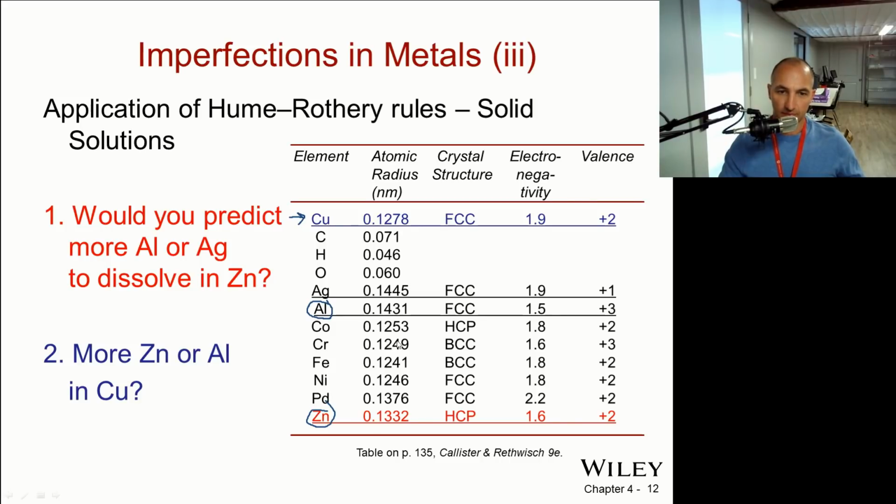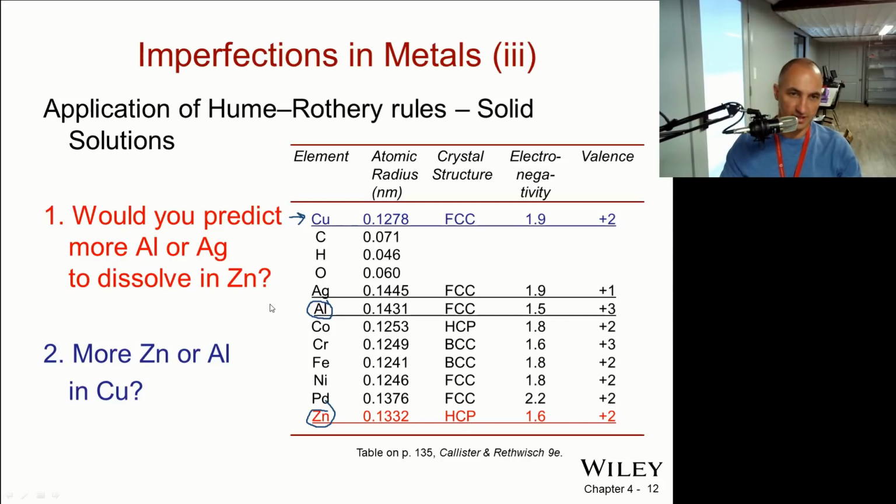But this is also less than 15%. As a matter of fact, zinc is favored over aluminum. Great.